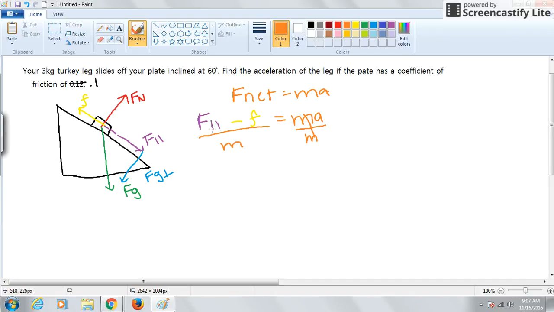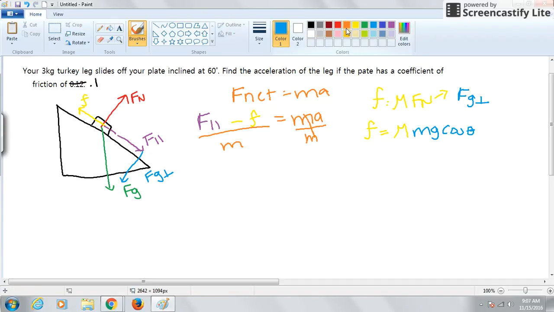Now, I know the equation for the parallel component. I do not know friction, though. However, I know that friction is really just equal to mu times the normal force. And I know that the normal force is really just equal to Fg perpendicular. So the force of friction is really just equal to mu times mg cosine theta.